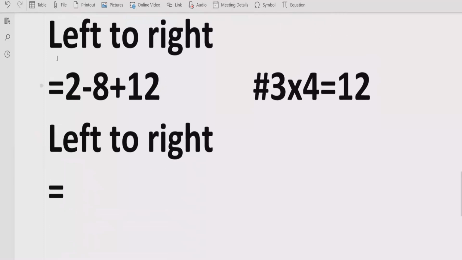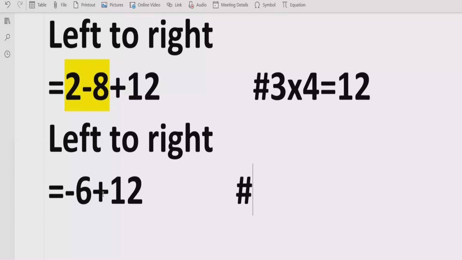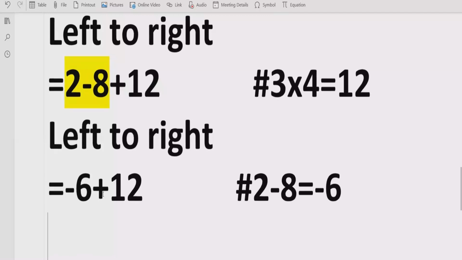First of all, we have 2 minus 8, so we will solve this one first. 2 minus 8 equals to minus 6, and plus 12 we will write as it is. Because we have the minus sign with the 8, which is the larger number of these two terms, we write 2 minus 8 equals to minus 6. Now we have two terms which are subtracting each other, because we have the minus sign with 6 and the plus sign with 12. So plus 12 and minus 6 equals to 6.